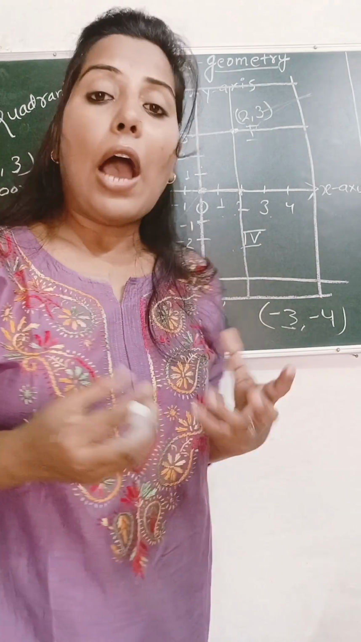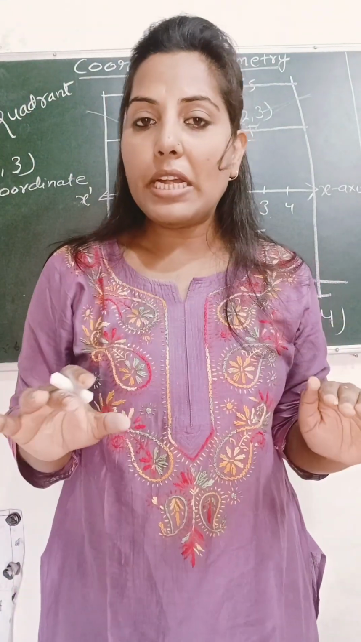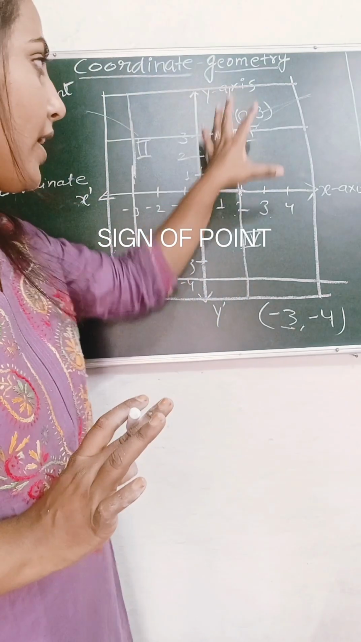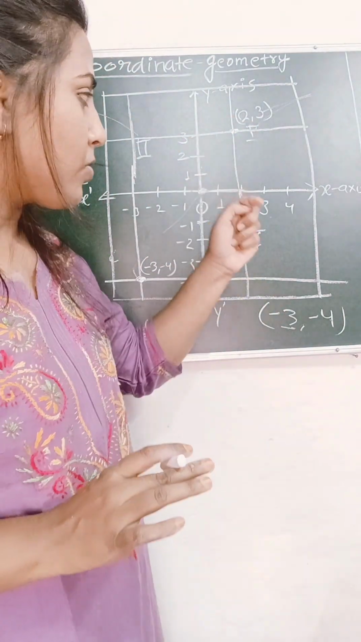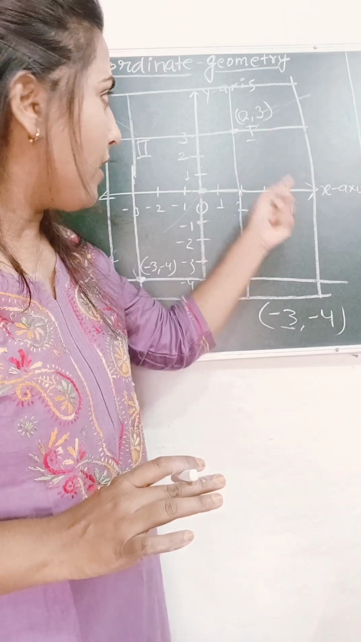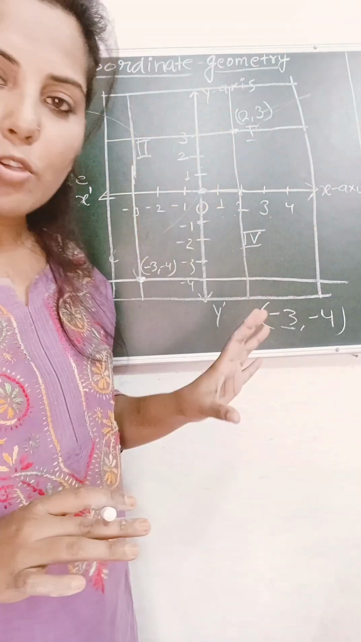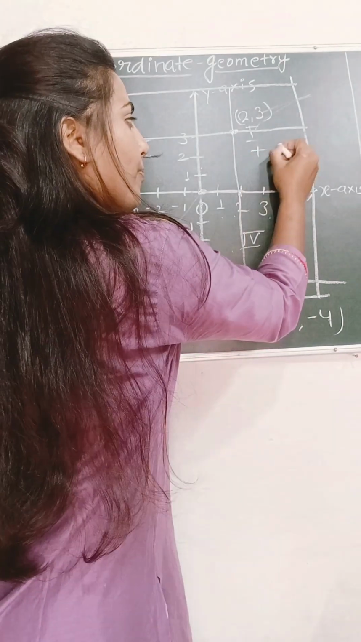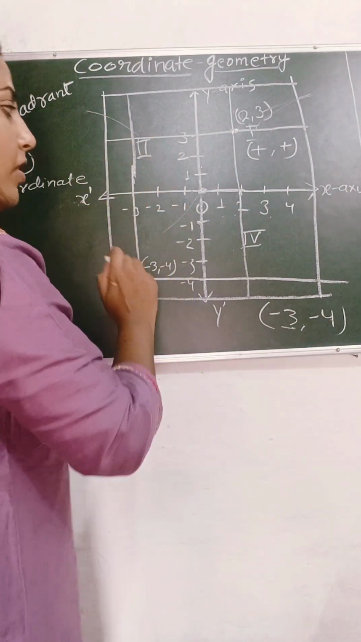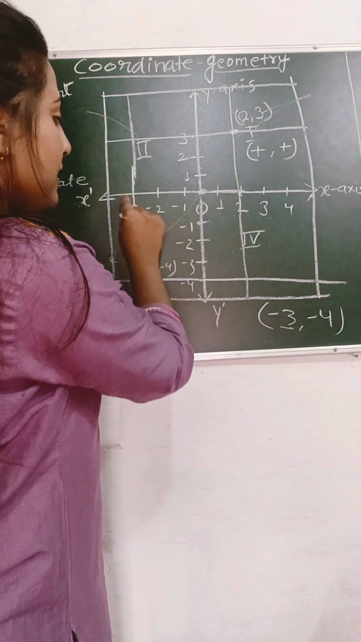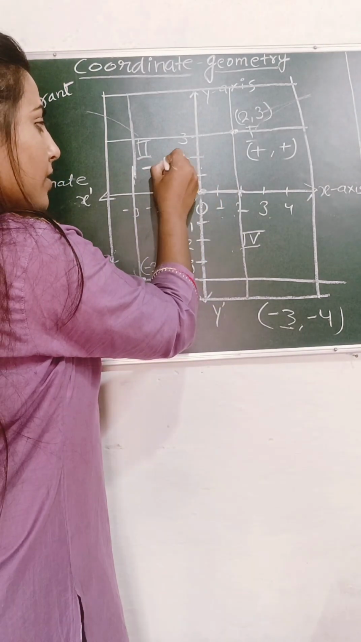Then how can we give the sign? It completely depends on the quadrant of the plane. In the first quadrant, the x-axis is positive and the y-axis is also positive, so we will write plus here. Now come to the second quadrant. You can see that the x-axis is negative and the y-axis is positive.